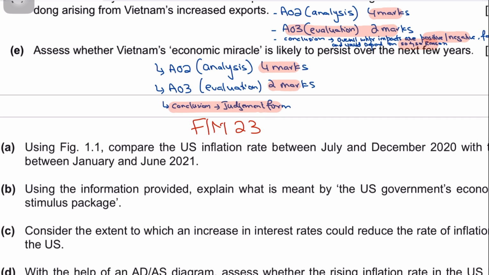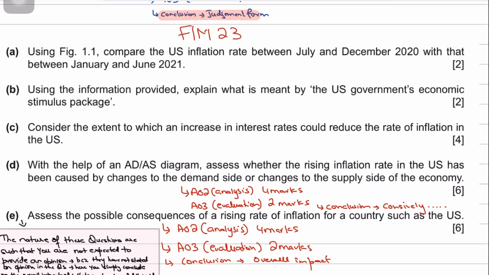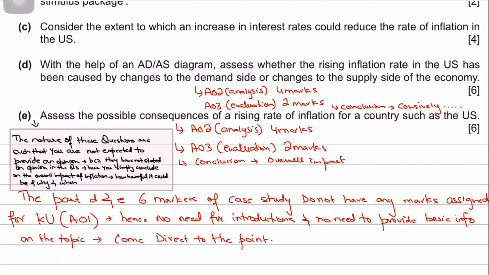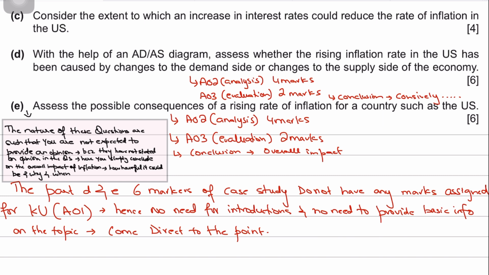Remember that a conclusion could either wrap up things in the end, or it could be in the judgment form. But whether the conclusion should wrap up things in the end or be in the judgment form depends upon the nature of the question or the nature of the narrative in the question. So, for example, another case study like this came in Feb March. In the Feb March case study, parts D and E, again 4 marks for analysis, 2 marks for evaluation.